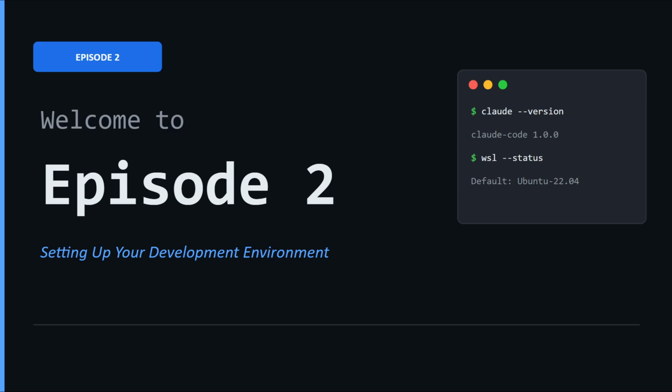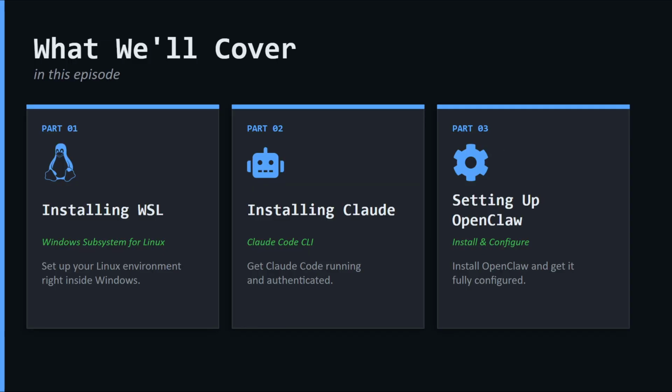In this series, we'll be learning about how to set up a development environment. I'm using Windows currently, so for Windows, we'll need WSL. Hence, we'll be covering the following things. First, we'll be installing WSL, then we'll be installing Claude. I'll be using Claude along with OpenClaw. You can use any other tool like Gemini, GPT, or anything else that you like, but for now I'll be using Claude. And then finally we'll be learning how to install and configure OpenClaw.